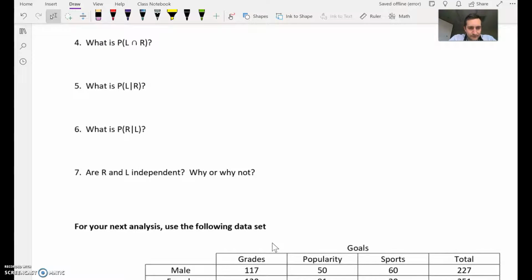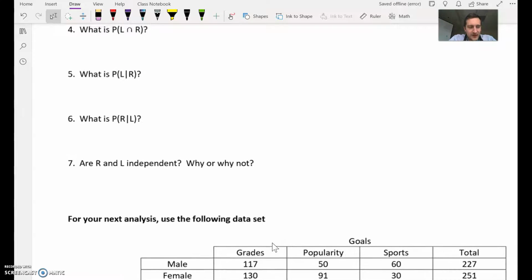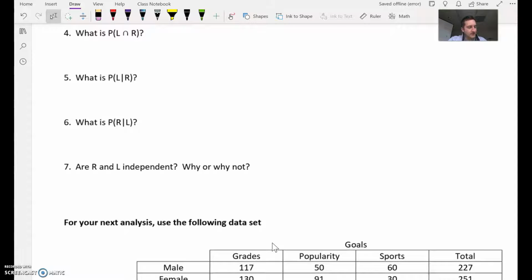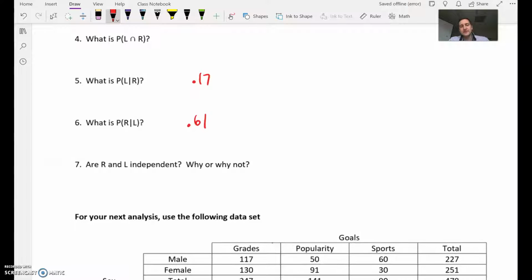But it was asking us, we just found number 5. We found the probability of L given R was 0.17 and the probability of R given L was 0.61. So we're going to need that for number 7. Number 7, are R and L independent?